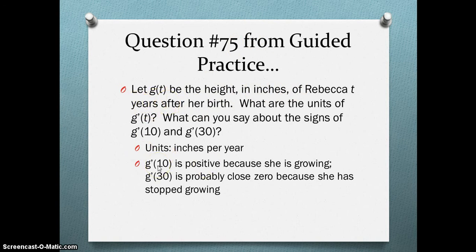g prime of 10 is positive, and we can guess that Rebecca is growing, and so her height is changing in a positive way every year at the time t equal to 10. But g prime of 30 is probably close to 0 because she stopped growing. So you need to start imagining these as rates of change, inches per year. Is she growing? If she's growing and her inches per year is positive, then that means the derivative is positive. If the number of inches that she changes per year is steady, then that means that g prime of 30 is close to 0.